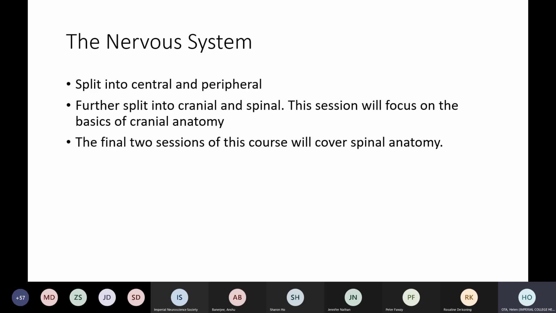So as this is a neuroanatomy course, obviously we are focusing on the nervous system, which can be split into the central and the peripheral nervous system. We will be focusing on the central nervous system, so the spine and the brain. And that's how you can split that up into the cranial and spinal portion. Now this session will focus on the basics of cranial anatomy. However, the final two sessions of this course will cover spinal anatomy comprehensively, so no need to worry about that, that will be covered.